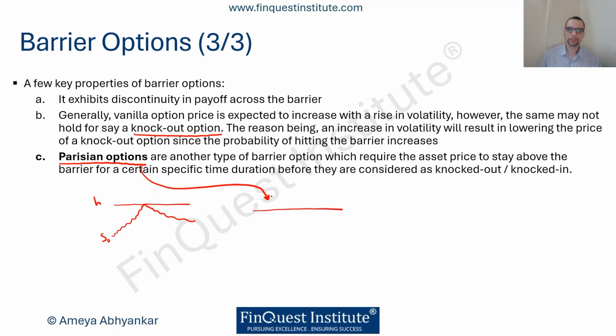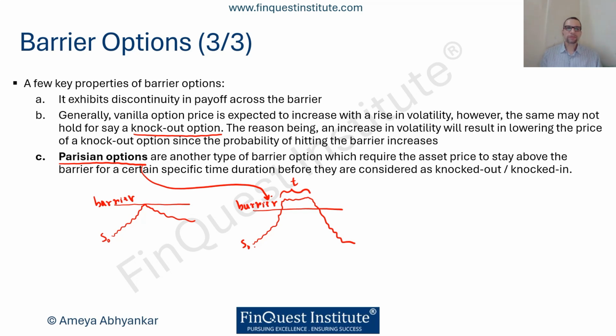So this still remains your barrier. Just to show it in simple diagrammatic terms, you have S0. So this increases. If this kind of a thing happens, if you see that during this time frame the underlying asset has stayed above the barrier level, then for the Parisian option contract, this time duration T will be specified. So in case the underlying asset remains above the barrier level during this time, that is going to decide whether a knockout or a knock-in has happened. So just another variation for barrier option.